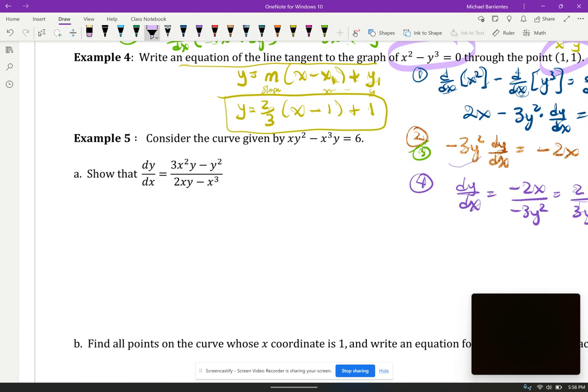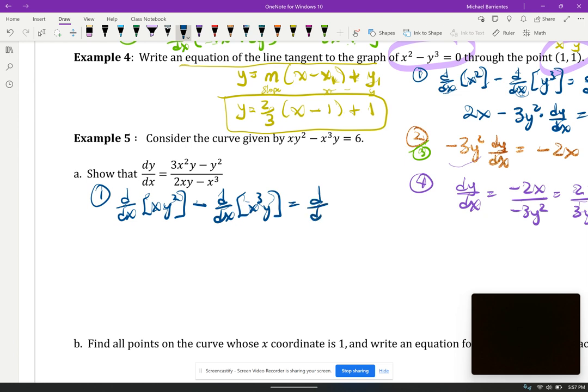How do we show it? By doing those 4 steps. So I'm going to do it quickly because I don't want to take a lot of time here. We're going to take the derivative of the first term minus the derivative of the second term and set it equal to the derivative with respect to x of the other side.